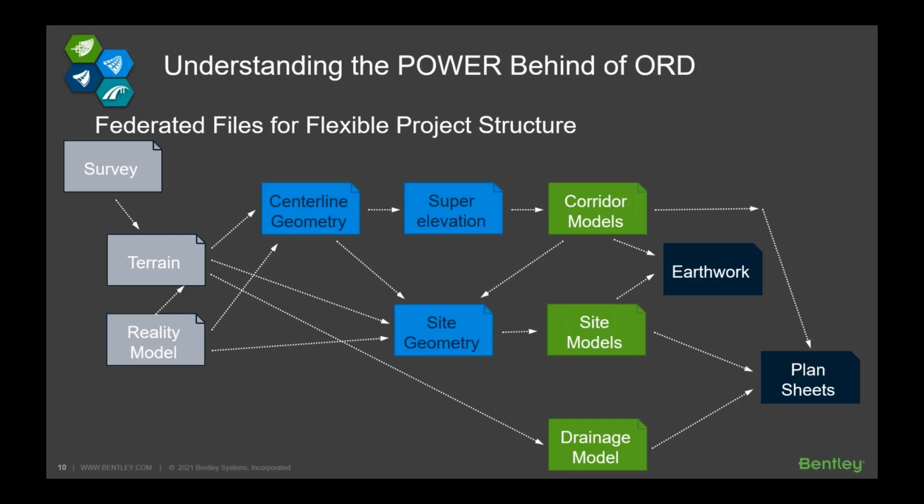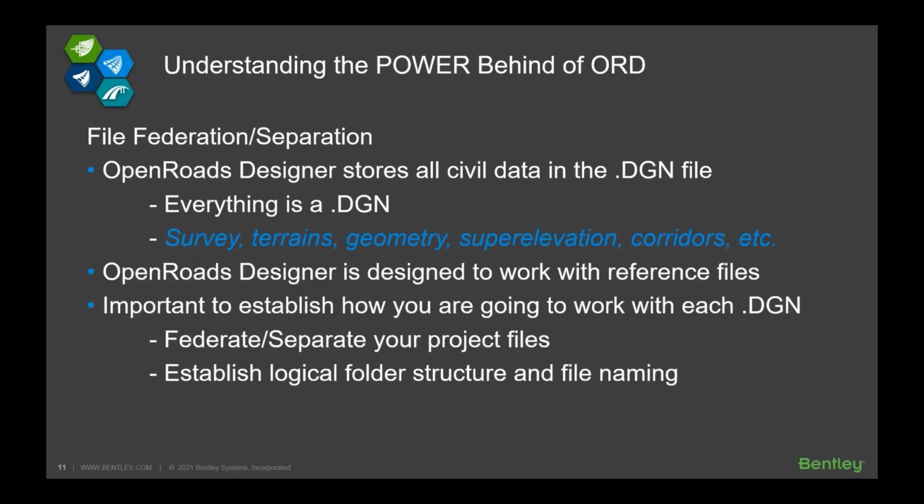So this is the best practice. Do not put all your civil data in one file. And this is one of the best practices we always teach or more or less evangelize to our users. And why is this important? It is important because you store all your civil data in a DGN file. So meaning to say everything are in that DGN, including survey, terrain, geometry, super elevation, corridors, etc. And OpenRoads is actually designed to work with such file federation approach.